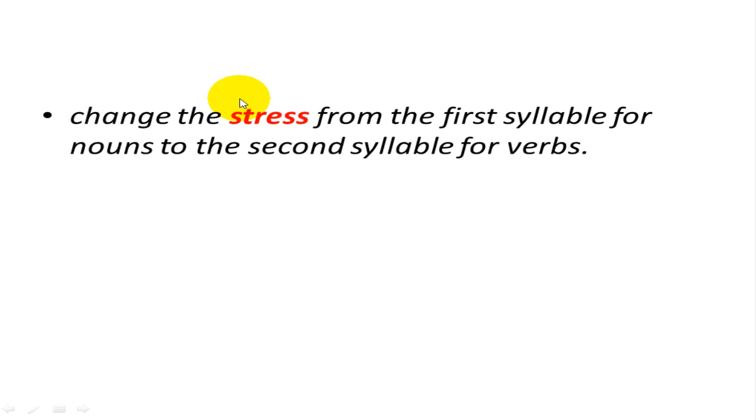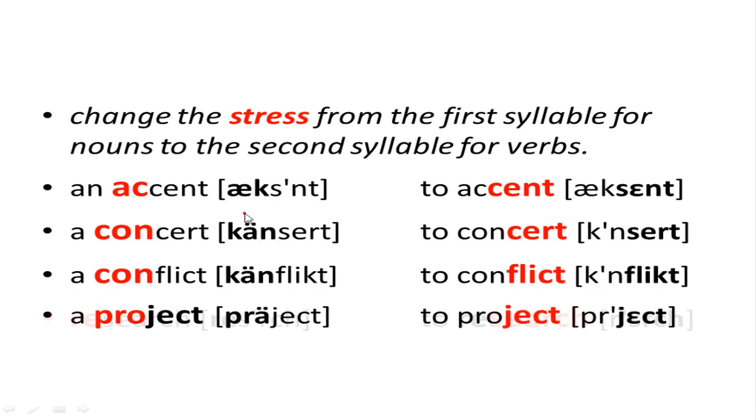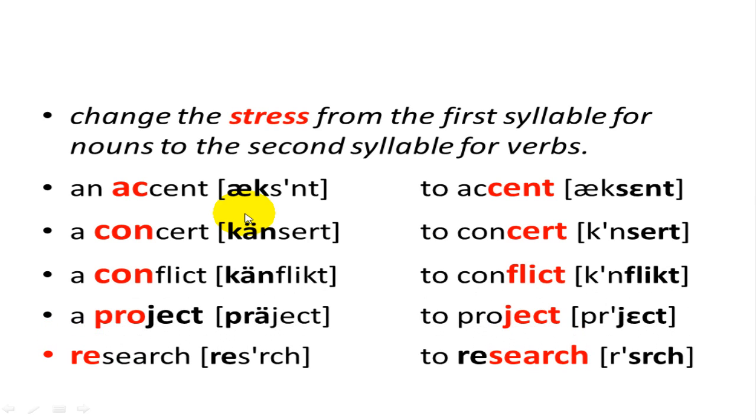Change the stress from the first syllable for nouns to the second syllable for verbs. What does it mean? Some words are both nouns and verbs, so we have to change the stress. What does stress mean? To make the sound longer, higher and louder. This stress changes from the beginning, from the first part of the word, where it is the noun, and becomes a stress at the end of the word because it becomes the verb.